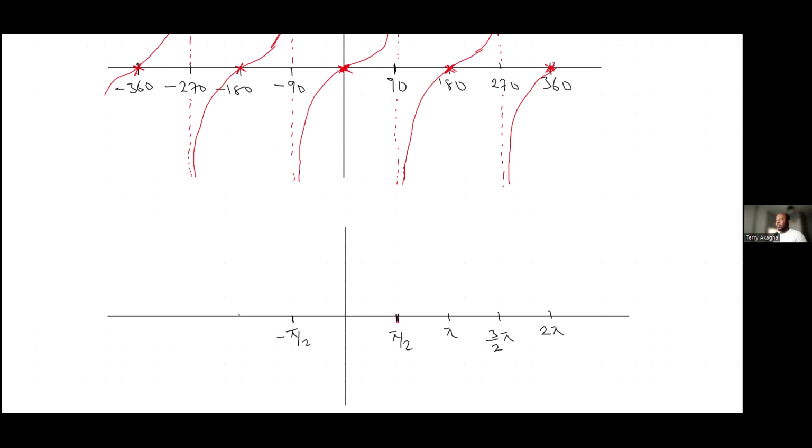180 is going to give you minus pi. 270 is going to give you minus 3 over 2 pi. And 360 is going to give us minus 2 pi. So similarly, there is no maximum and no minimum. In this case, we'll then draw the asymptote location as well. Like I told you, the asymptote location is always at, in this case, 90, so here it's going to be pi over 2.